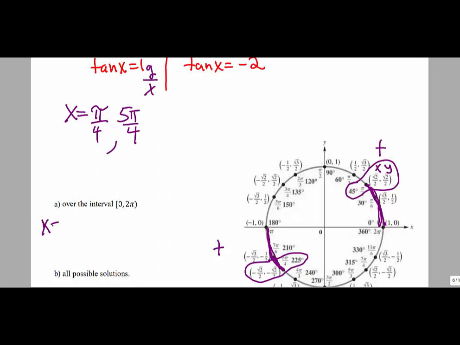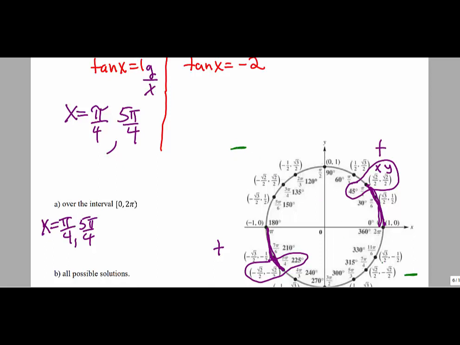So let's list out those two solutions: pi/4 and 5 pi/4. We actually have one more equation to solve, and this is a tangent value that we're unfamiliar with. We know that we're going to be looking in quadrant 2 and quadrant 4, because that's where tangent is negative.